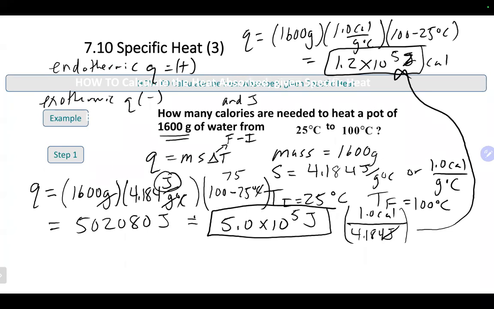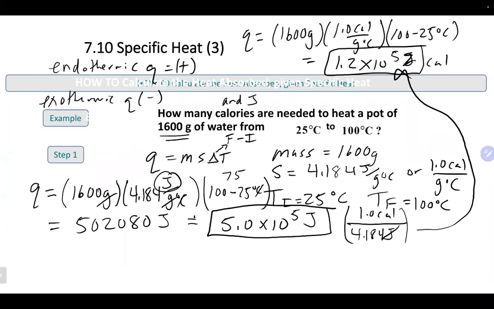The only thing that would get us a negative value or an exothermic one would be if our final temperature was lower than our initial temperature. That would give us a delta T that would be negative, and that would give us an exothermic process, which is what we would expect. If somebody released energy, it would be giving off energy, right? And their temperature would come down as a result of that. And your final temperature would obviously be less than your initial temperature. Any questions on that one there?